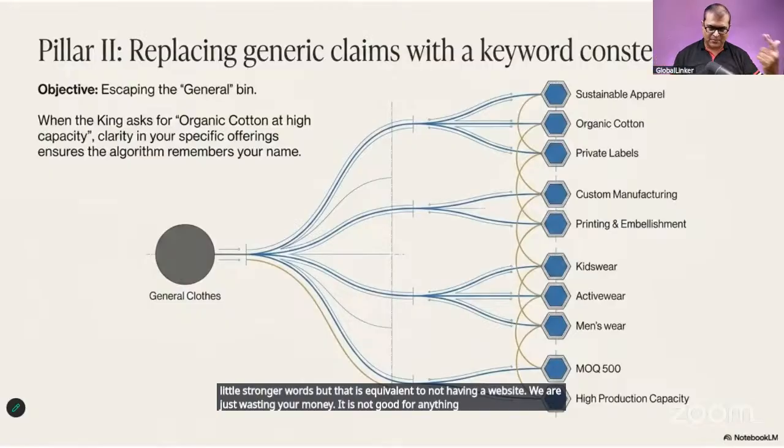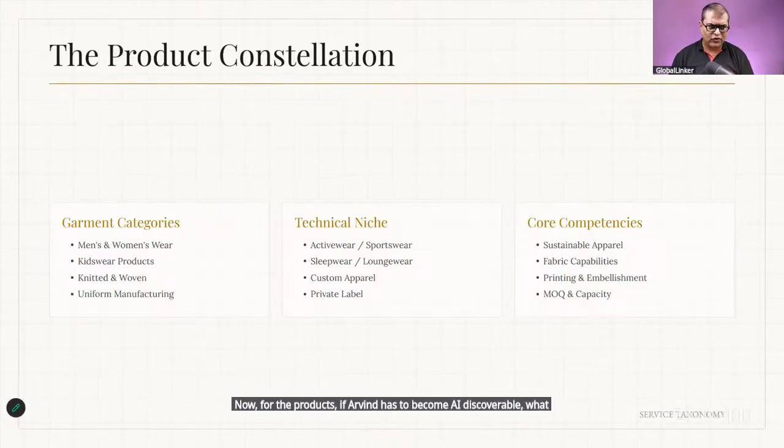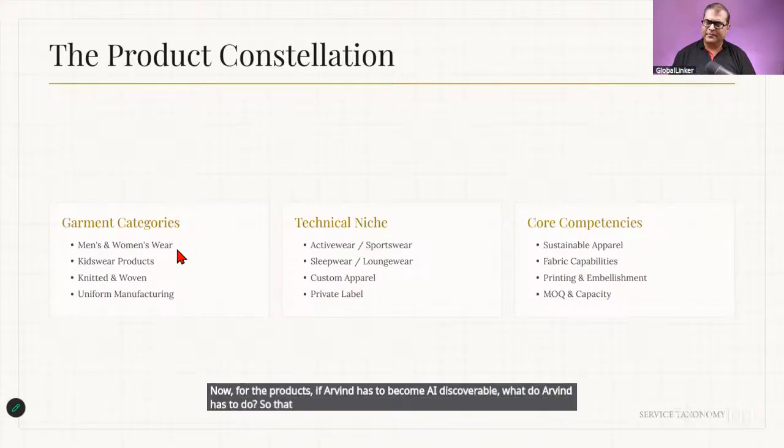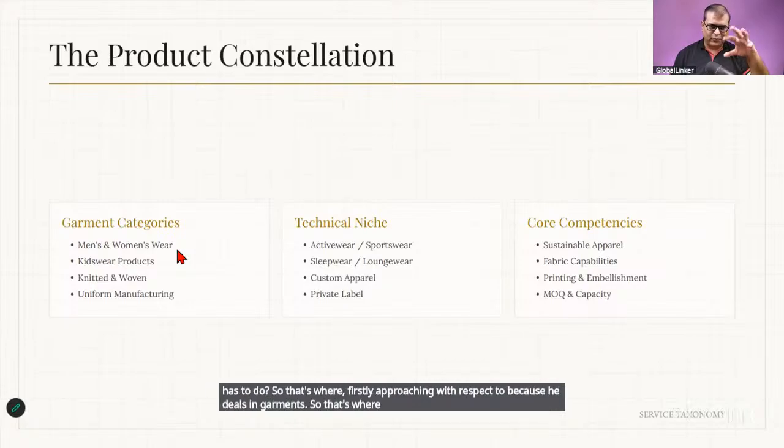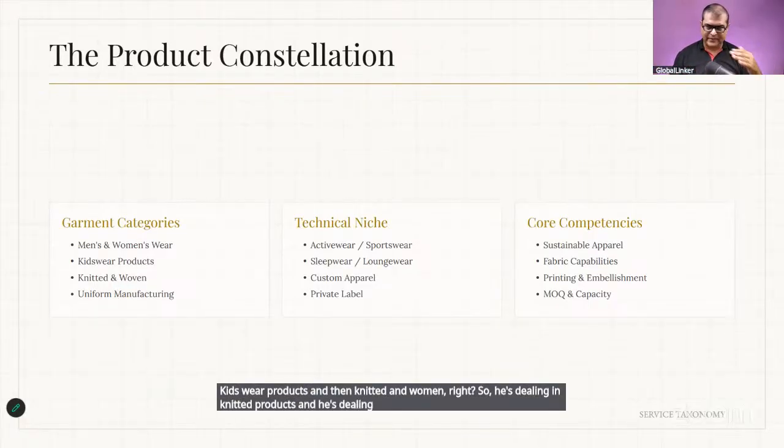Right. Now let's come to this point. For the products, if Arvind has to become AI discoverable, what does he have to do? Because he deals in garments, he will approach it category-wise. So men's garments, women's garments, he can have separate categories, kids wear products. He deals in knitted products and woven products, so he can also create categories for those. And then uniforms, he also makes uniforms, so that can be done too.